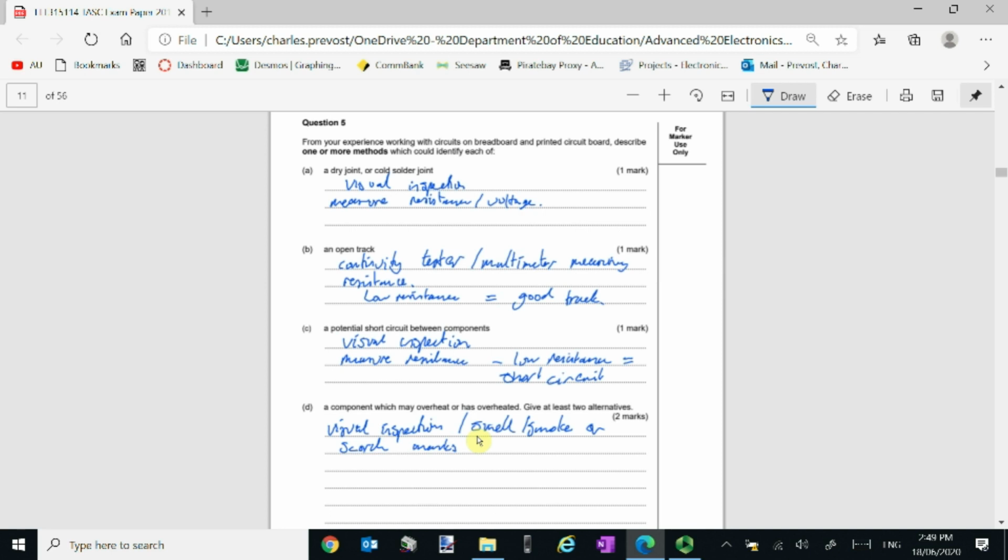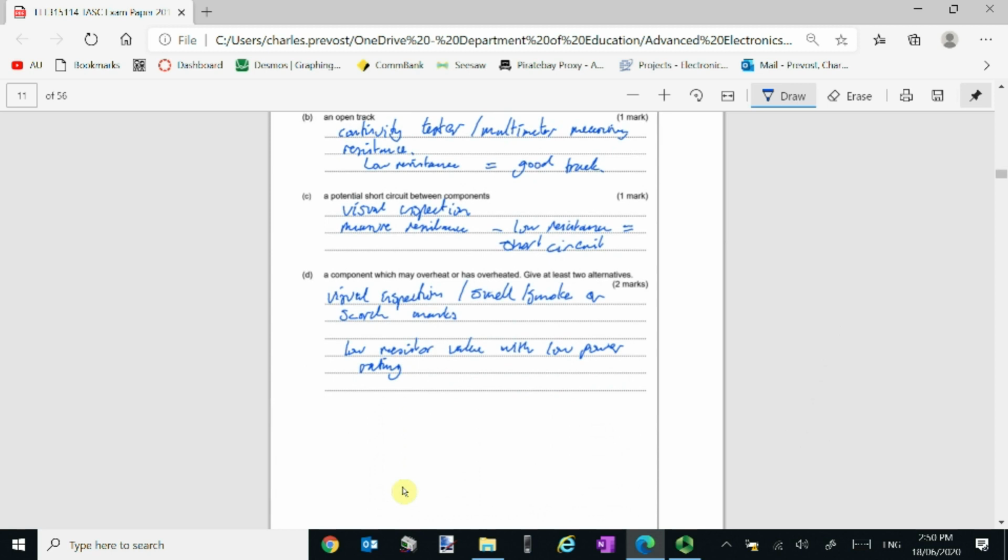Maybe you might know low resistor value with a low power rating. That's the only one I can think of where we might be able to predict that it will overheat. So if I see a 100 ohm resistor and it's going across 9 volts or something like that, and it's only a little quarter of a watt resistor, be pretty sure that that one's going to get smoked eventually. So might be able to predict that one.